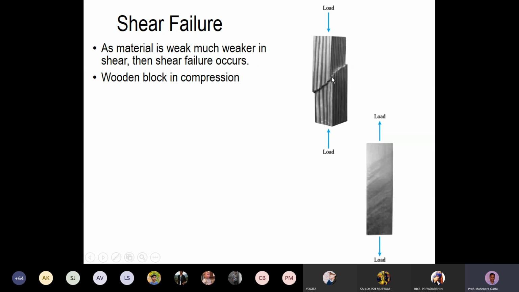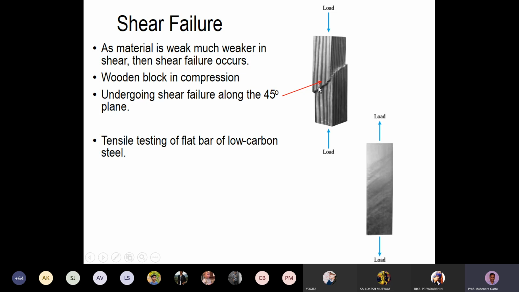This angle of inclination is 45 degrees with the horizontal surface. So here the wood is failing by shear because the shear stress sigma x by 2 is exceeding the shear strength. That's why it is failing along this 45 degree inclined line. This kind of failure is also observed in some low carbon steel which are tested under tensile loading. For this steel, when you load the material, you can start seeing some bands which are inclined at an angle of 45 degrees.